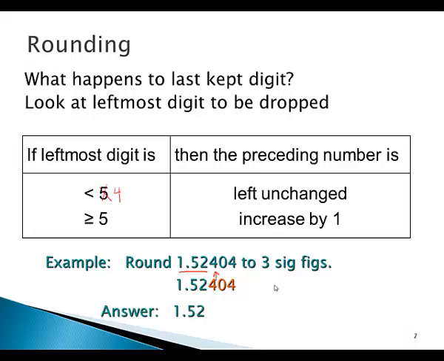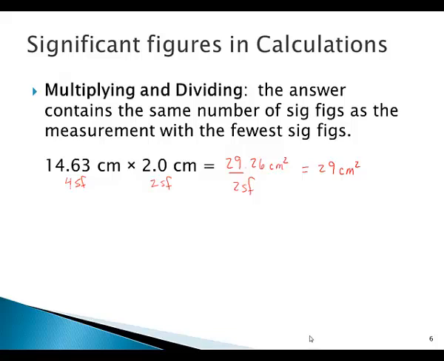Okay. If our example was 1.369 and we wanted to round to 2 sig figs, we would, since these are the 2 that we're keeping, this is 5 or greater, our final answer would be 1.4. So we go back to another example.